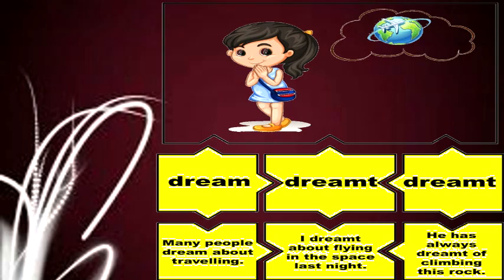We can see in the picture the girl is having a dream. What is the dream? She wants to travel across the globe, right? We can see the plane. Now let us see some sentences. Many people dream about traveling. This is simple present tense where the verb dream is used in the present form.